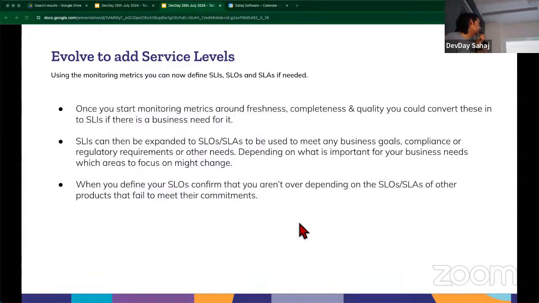The last point I'll make is, when you're thinking about your SLOs or SLAs, think about your data sources as well, because in a lot of cases you may not be in control of your data sources. If they are not providing you reliable data, you are most likely not going to be able to meet your SLOs. So think about your sources before you commit to any of your SLOs or SLAs.